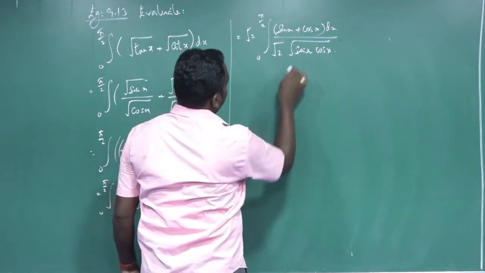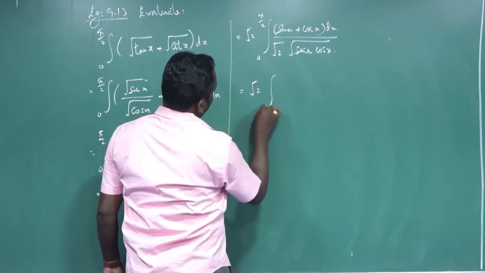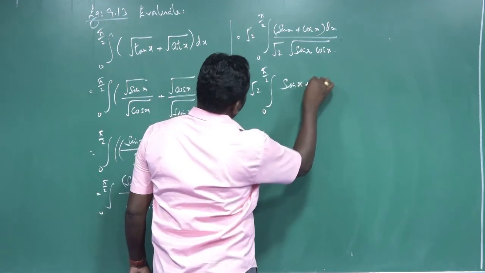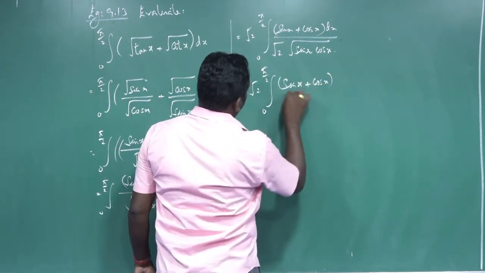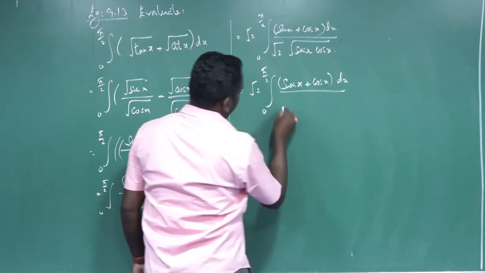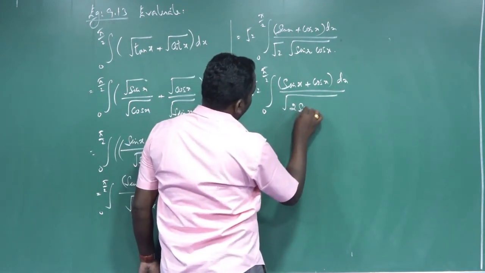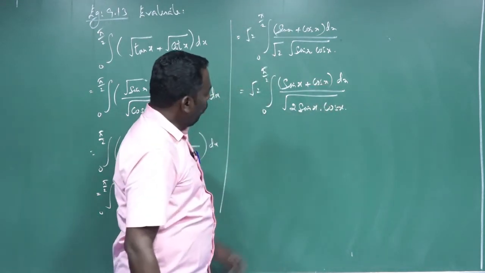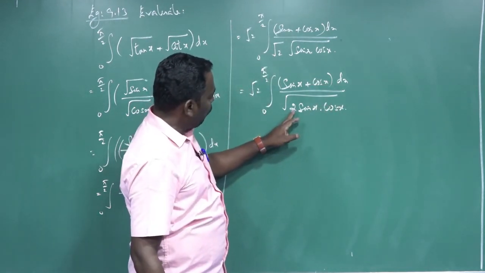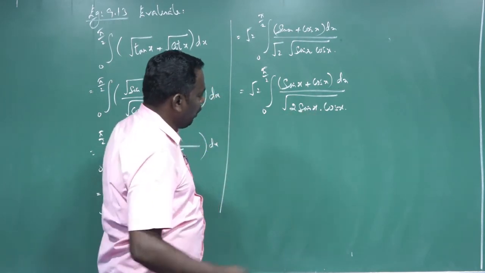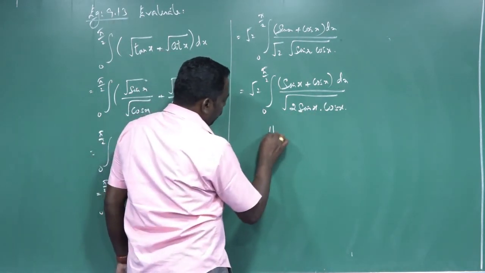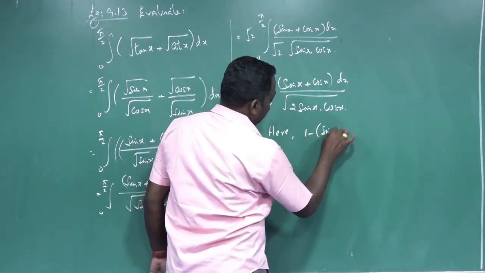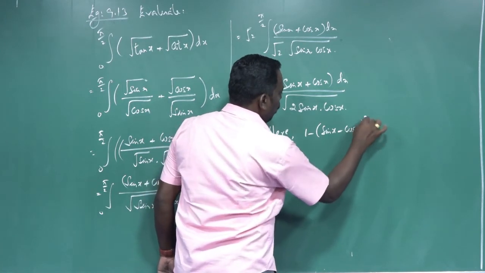Now this root 2 multiplied into the bracket is equal to root 2 integral 0 to pi by 2 of sin x plus cos x into dx by the square root of 2 into sin x into cos x. Now we convert this term, square root of 2 into sin x cos x, into some other term, and here you can take 1 minus of sin x minus cos x whole square.